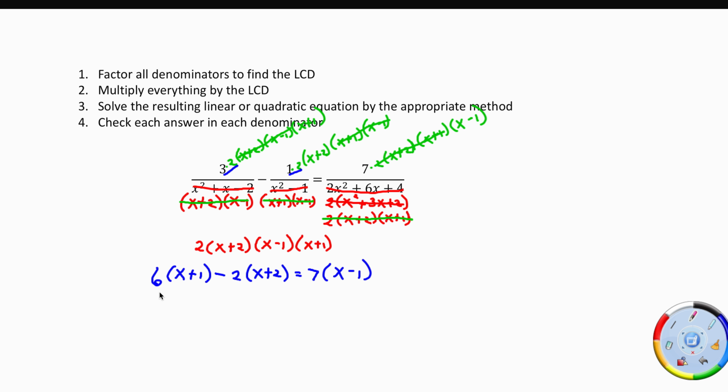Okay, so distributing, 6x plus 6 minus 2x minus 4 equals 7x minus 7. So even though this was a nasty, nasty looking equation, in reality, all I have to do is solve a simple linear equation. So I'm going to combine my like terms. 6x minus 2x is 4x. 6 minus 4 is positive 2.